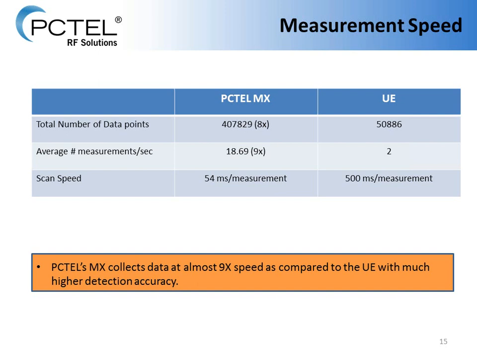And the average measurements per second, we got about 18 or 19 with the scanner, and 2 measurements with the UE. So the scan speed translates into about 54 milliseconds per measurement, and with the UE, it's about 1 measurement every half a second. So essentially, what we're able to do with the scanner is collect 9 times as much data compared to what a UE does, as well as offer much higher detection accuracy. And at the same time, we're also collecting data on other technologies, other than just LTE, and still getting this high data density.